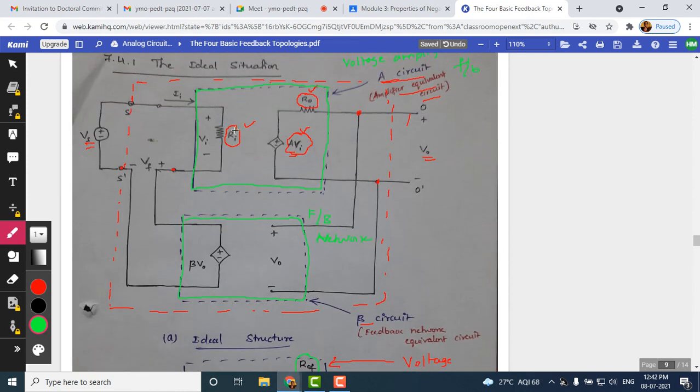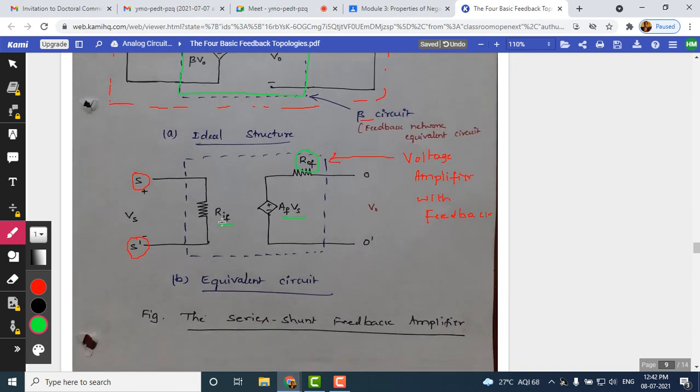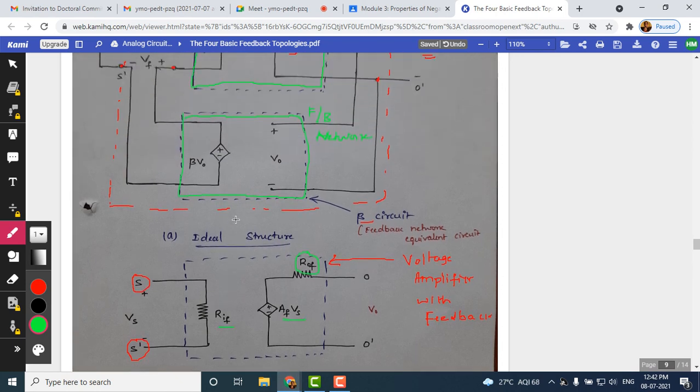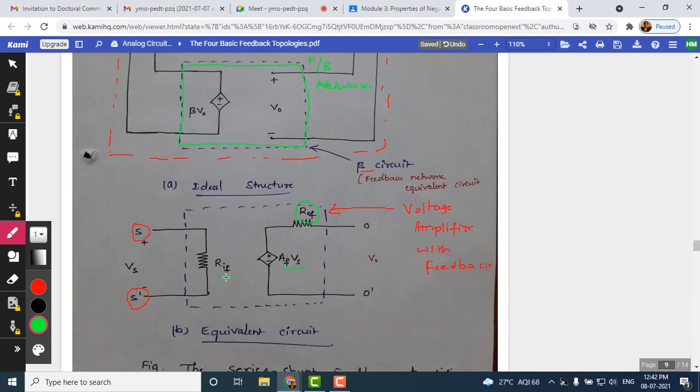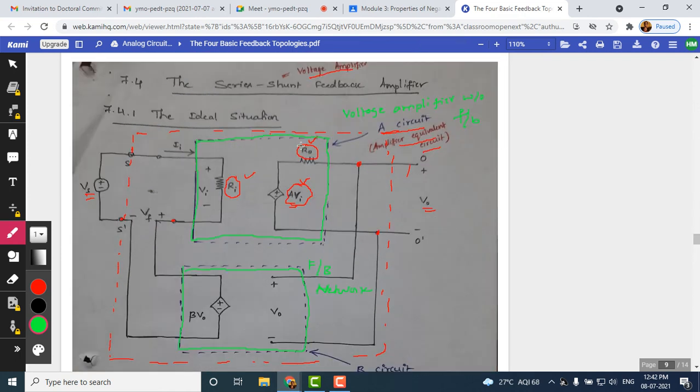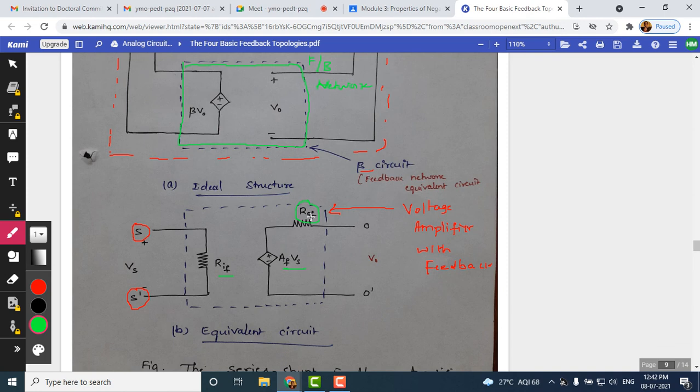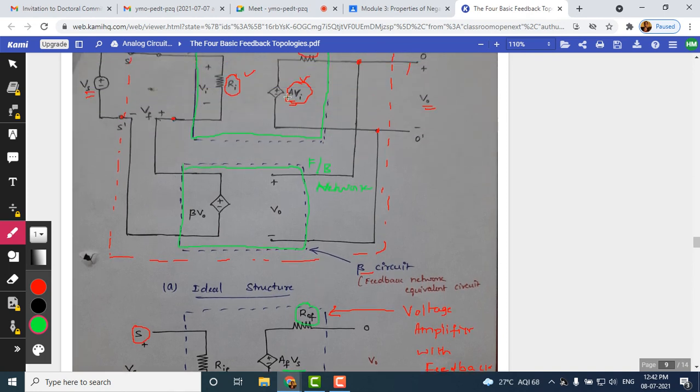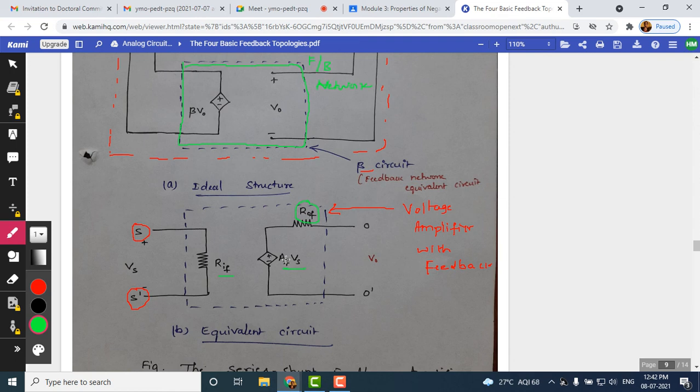And also see here, Ri is nothing but input resistance without feedback, whereas RIF is input resistance with feedback. Now we have to find a relationship between Ri and RIF. Similarly, we have to find the relation at the output side, R naught and ROF. And we know the relationship between A and AF, right? Anybody remembers what is the relationship between A and AF? We have shown this derivation in the beginning. AF is nothing but A divided by 1 plus A into beta for the negative feedback.